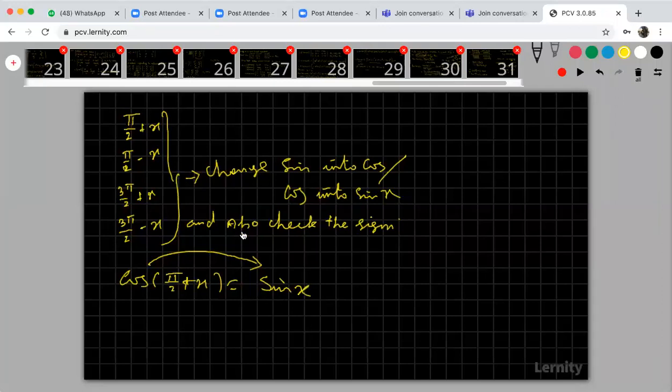Okay, what is this, sir? This is completed. What is this, sir? Also check the sign. Check the sign means, look at that. Your pi by 2 plus x belongs to the second quadrant. This is pi by 2. This angle is pi. This angle is 3 pi by 2. This angle is 2 pi or 0. So pi by 2 plus x totally belongs to the second quadrant.